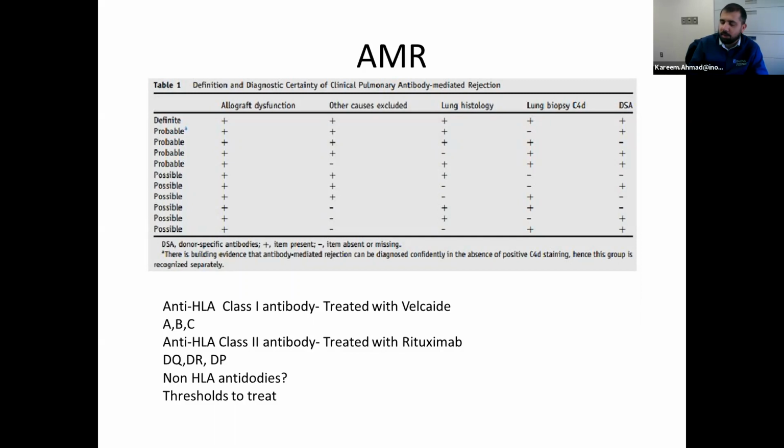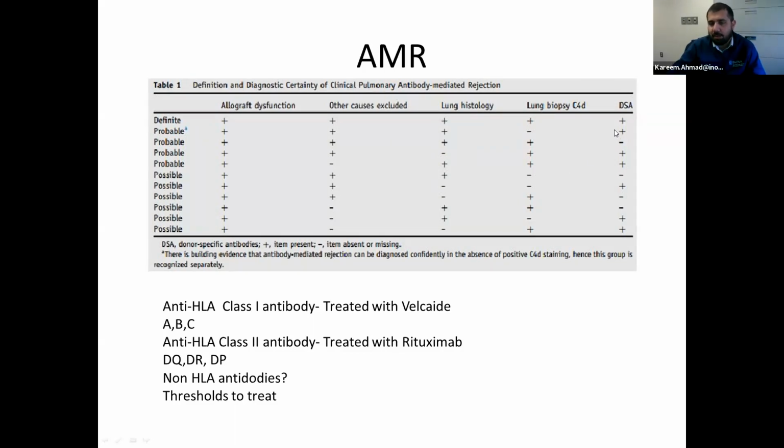And so what you're looking for is, like I said, complement fixation in the allograft. And so here you see lung biopsy that has C4d staining, meaning the complement system is being activated and depositing and leading to inflammation along the vasculature. You can see it grossly under lung histology, like we talked about. And then we really want to look for allograft dysfunction and exclude other causes for the picture that you're seeing.